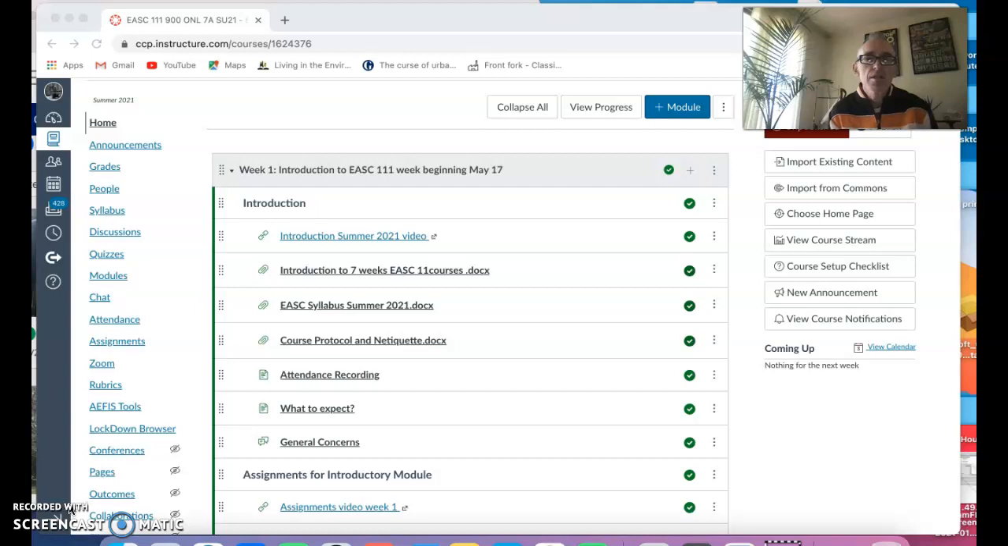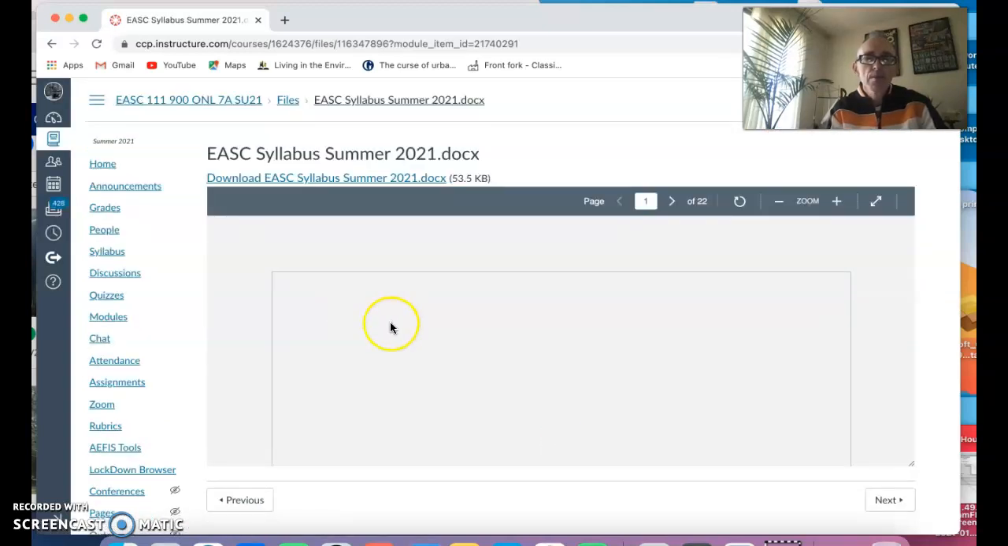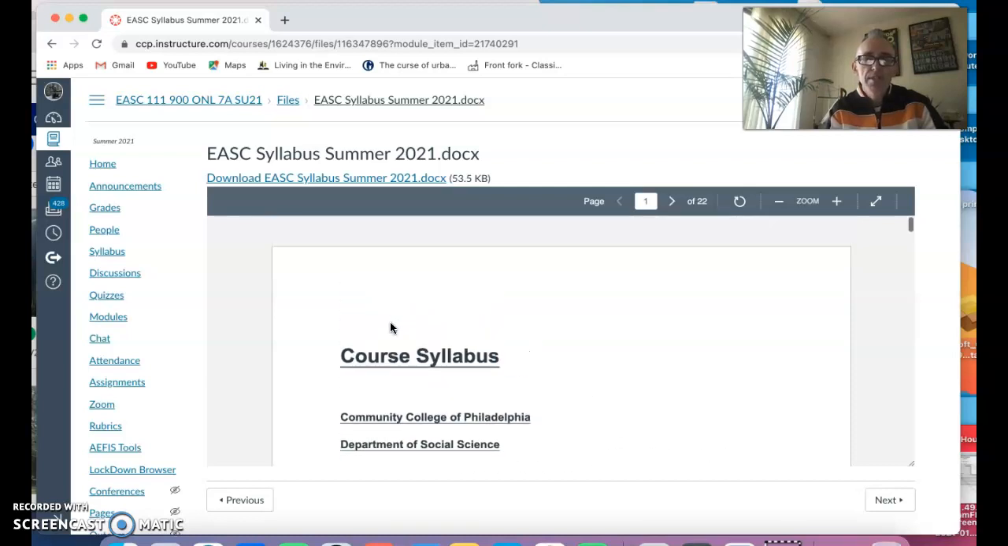The first thing you need to do is have a look at the syllabus. It is your contract of what we will be doing, what is expected of me and what is expected of you. There are two ways to find the syllabus. You can either click along the side on the left where it says syllabus, or you can open up under week 1, the first module, Earth Science syllabus. If you click on this, it will download and open the course syllabus.